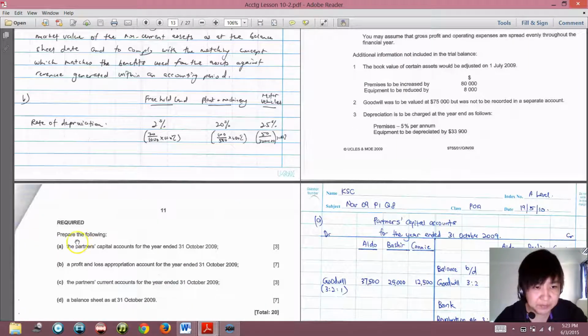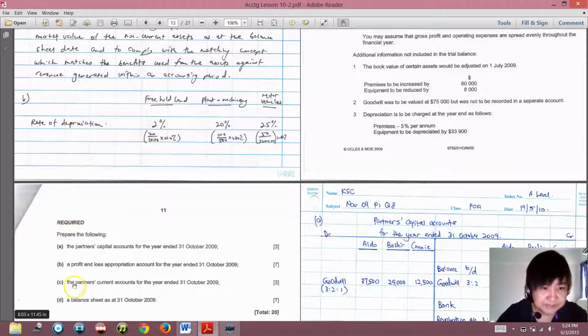So here says, prepare the following: the partnership capital accounts for the year ended 31 October 2009. B, a profit and loss appropriation account for the year ended 31 October 2009. Okay, it says prepare a profit and loss appropriation account. It did not say a profit and loss and appropriation account. So that means the question wants you to prepare only the appropriation part of the profit and loss account. That means from the net profit onwards.